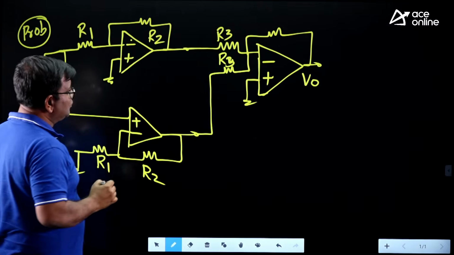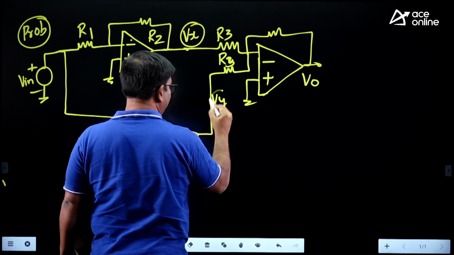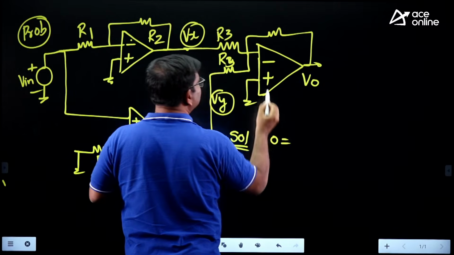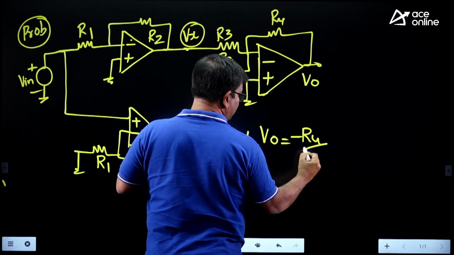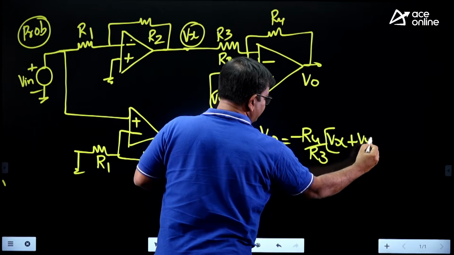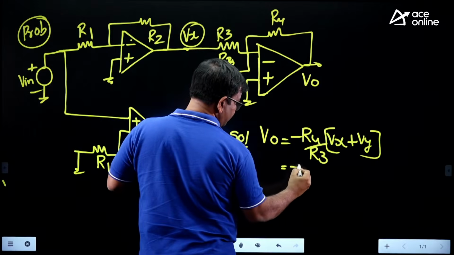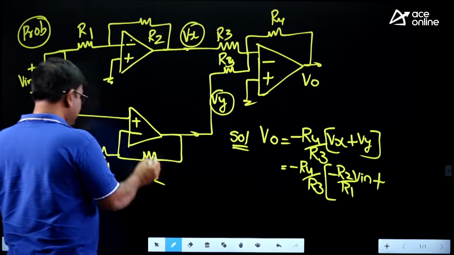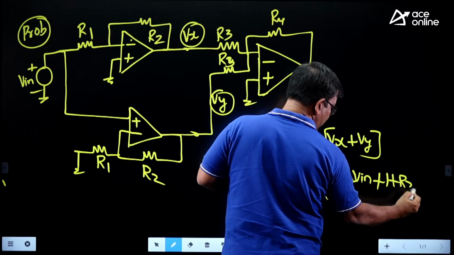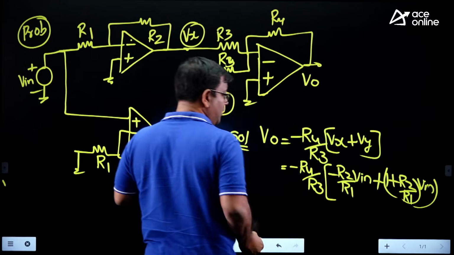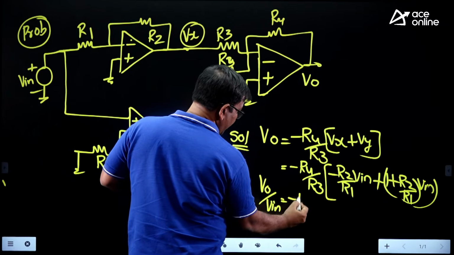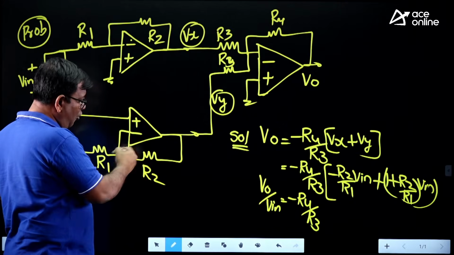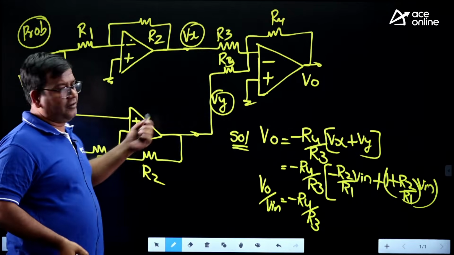V0 by Vin. So what is V0? If I take this node as Vx and this as Vy, how do we solve this? By applying superposition, V0 is minus R4 by R3 times of Vx plus Vy. But what is Vx in an inverting amplifier? It is minus R2 by R1 times of Vin, and this is a non-inverting amplifier, 1 plus R2 by R1 times of Vin. So this R2 by R1 gets cancelled, and V0 by Vin is going to be minus R4 by R3. So this is the solution to this problem. This is an inverting amplifier and a non-inverting amplifier given to a weighted adder, okay?